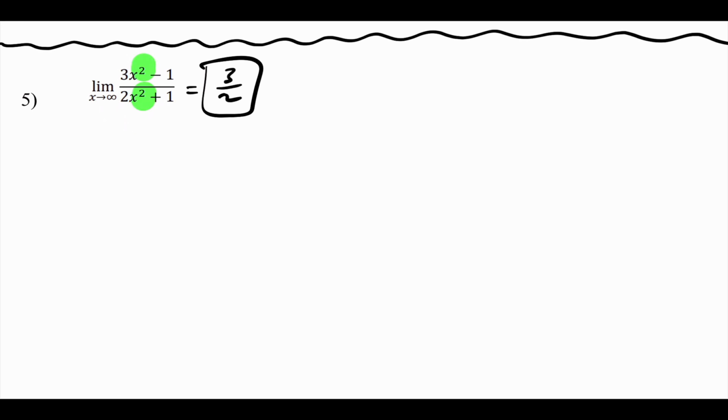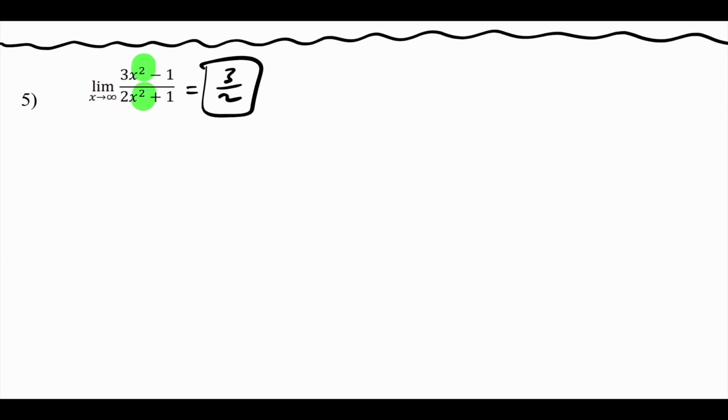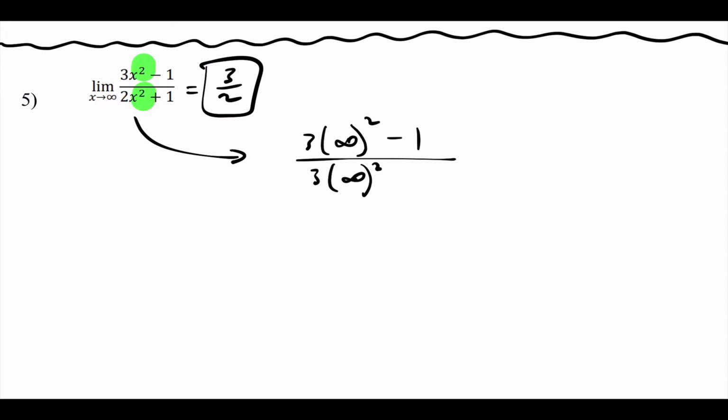You can actually use L'Hopital's rule on this question, but don't worry about it. I would just do it the same way we did. Go back to this guy right here. The way I would use L'Hopital's for this is I would plug in infinity. So in other words, I'd say 3 times infinity squared minus 1 over 3 times infinity squared plus 1. Infinity is a theoretical value. It's not a real value.